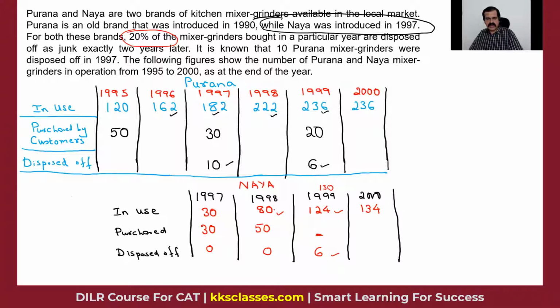Which means that 80 became 130. 80 became 130 because the customers purchased 50 new items.